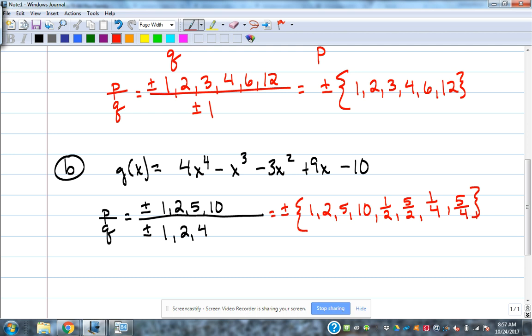Still narrows it down from every number in the world to a smaller list of possible rational zeros. Doesn't mean that all of them are rational zeros. Doesn't even mean that our polynomial has rational zeros. Just means if it does, it's in that list.